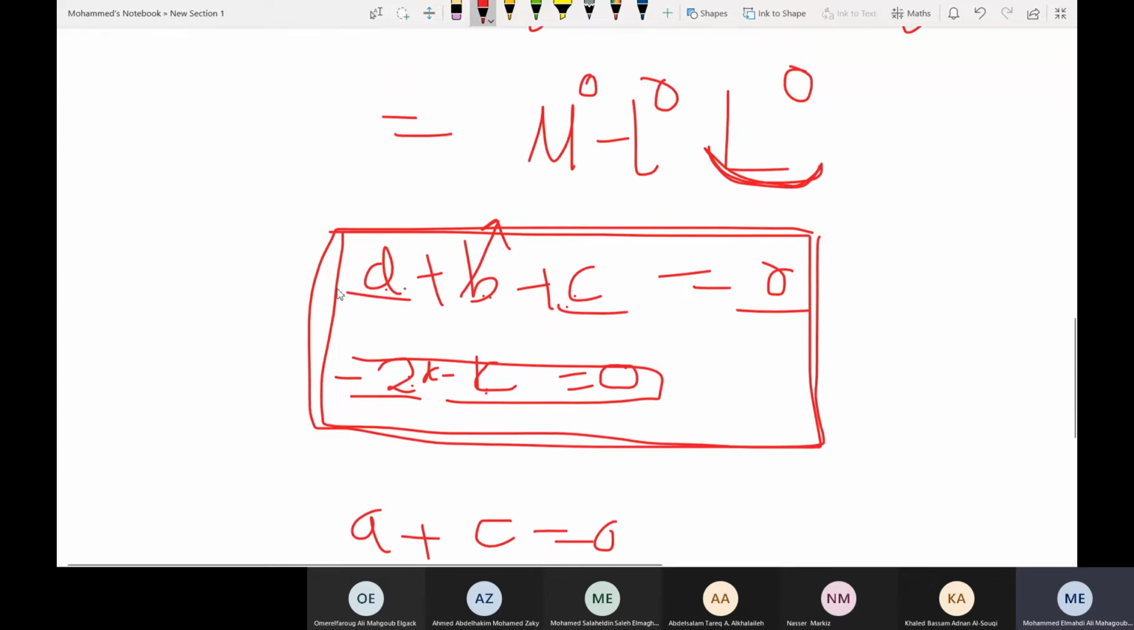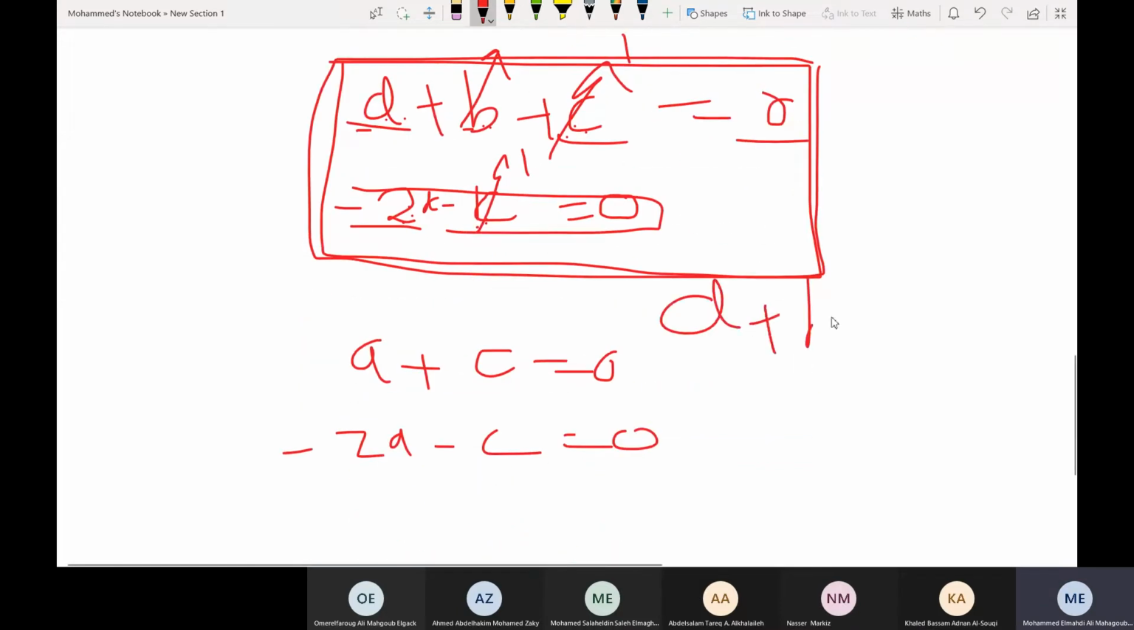Now you have three variables, one, two, three, and here, one, two equations. So, تعال نقول مثلاً إنه سوينا زيهم C مثلاً. Let's say that C is equal to one.